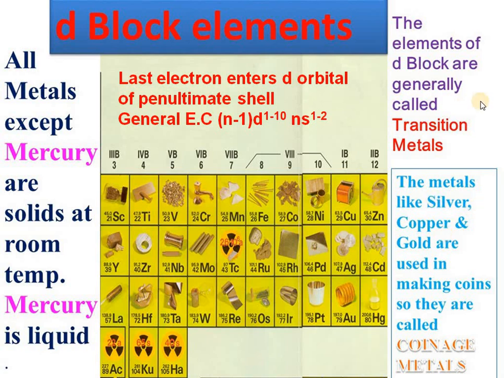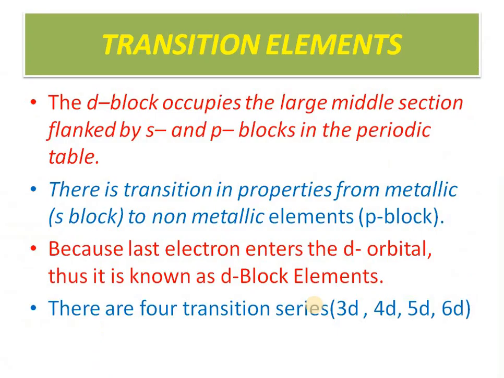Now these elements have wide practical applications. For making coins we use copper and gold, for making catalysts we need iron for the Haber process, and we need platinum for the Ostwald process. So a wide variety of applications are there in the D block. They have very good catalytic properties. They are used in alloys. So these are very important, having practical applications.